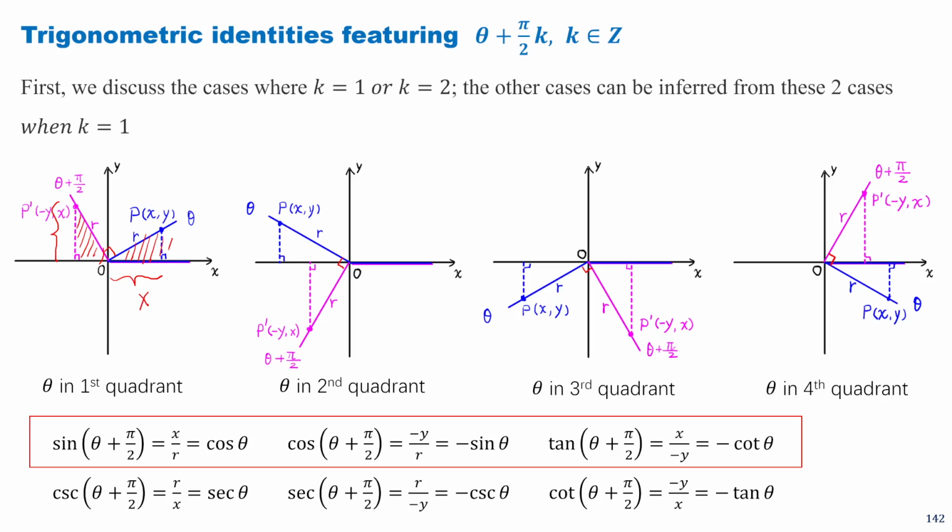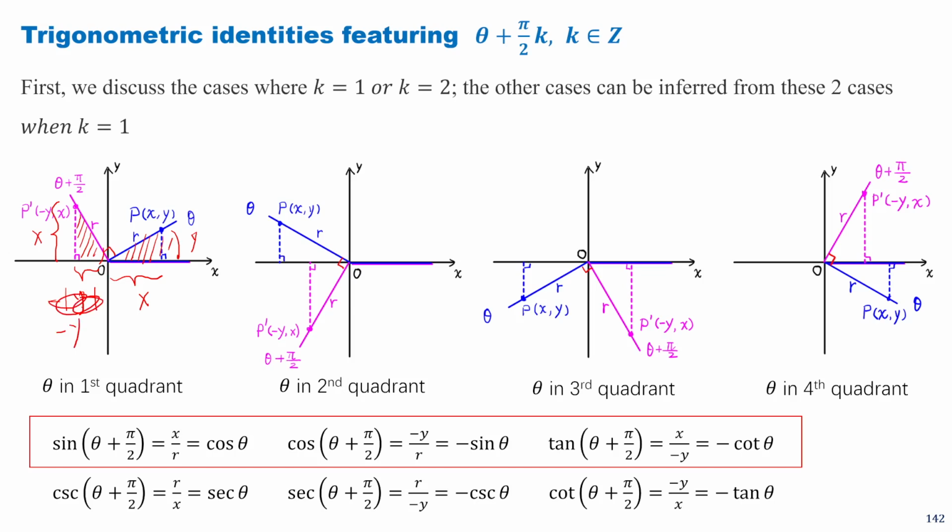Then we know the length of this side is also x. Therefore, the y coordinate of P prime is x. And the x coordinate of P prime is negative the absolute value of this length. So what is this length? This length equals this length, which is y. Therefore, that's negative the absolute value of y. Apparently, y is positive, so the x coordinate of P prime is negative y, right?